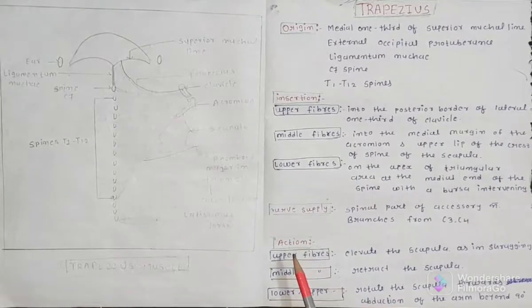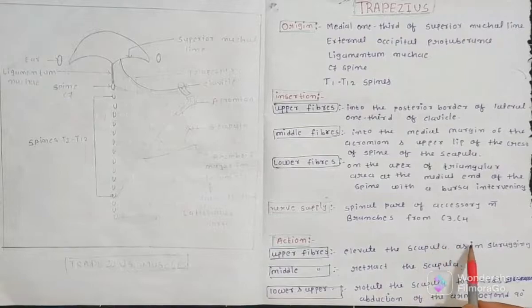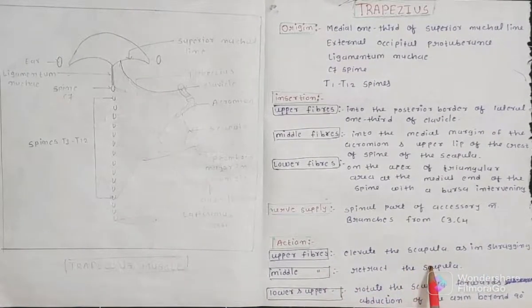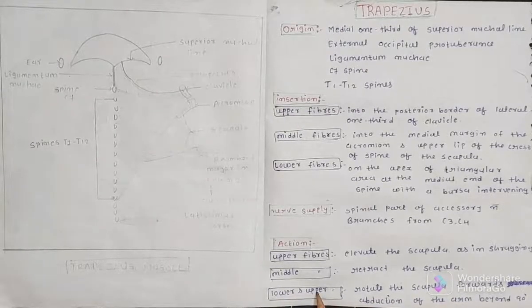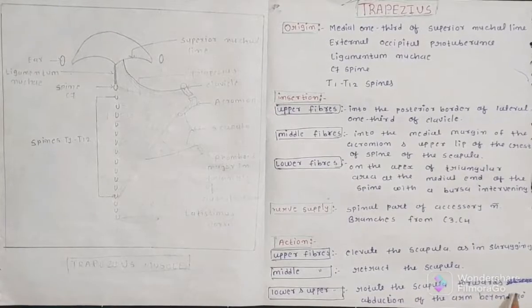Action of the trapezius muscle: upper fiber, middle fiber and lower fiber. Upper fibers elevate the scapula, as in shrugging. Middle fibers retract the scapula. Upper and lower fiber actions rotate the scapula forward, allowing abduction of the arm beyond 90 degrees.